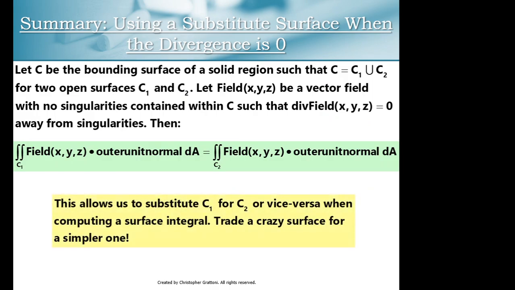Guys, in general, this is a great technique for triad problems, something that you could see on a quiz as well. So here's the basic idea. If C is a closed surface that you get by joining together C1 and C2, two open surfaces, and if you're lucky enough to have a vector field whose divergence is 0, then the net flow of the vector field across the open surface C1 is equal to the net flow of the vector field across the surface C2. It's a substitute surface trick. And the basic technique is to trade a crazy surface for a much simpler surface that you are willing to work with.